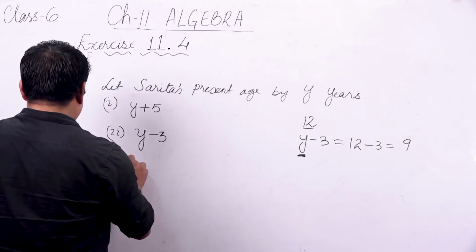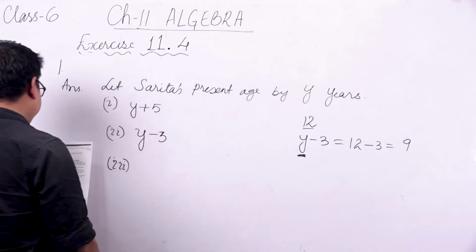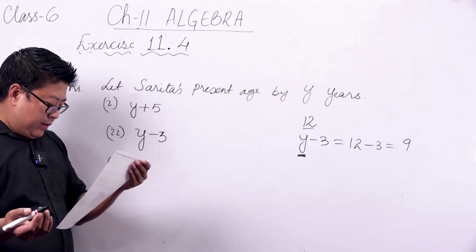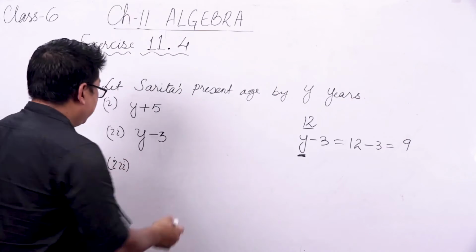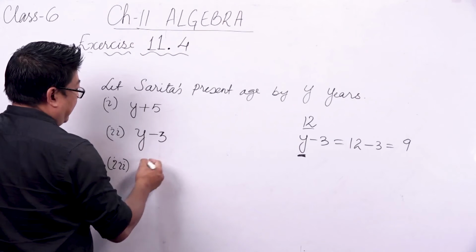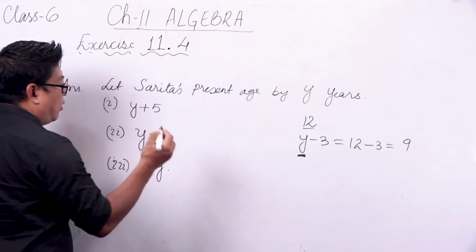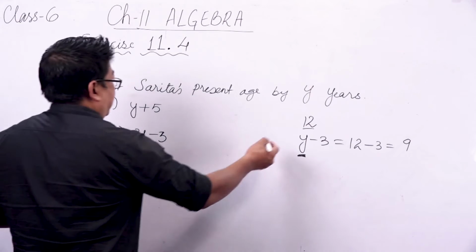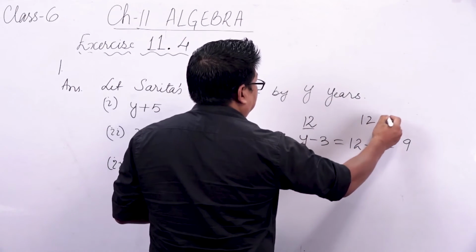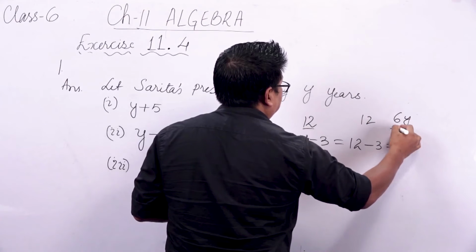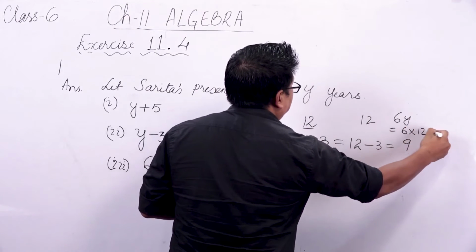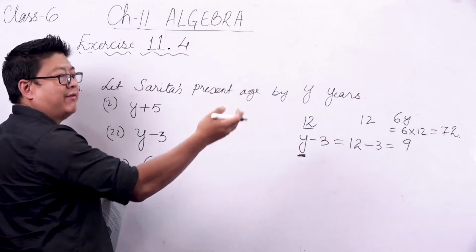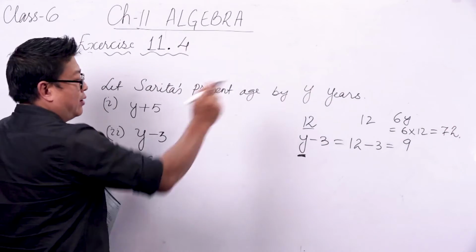And 3. Sarita's grandfather is 6 times her age. What is the age of her grandfather? So 6 times her age, directly given. 6 times of Sarita's age. That means if Sarita is 12, 6 times of Sarita means 6 into 12, that is 72. So her grandfather's age is 72 if Sarita is 12 years. All right?